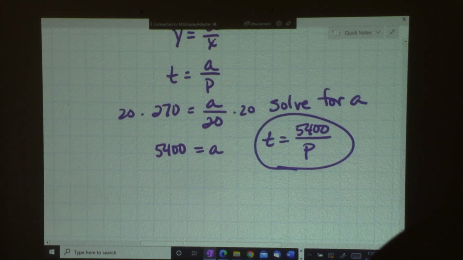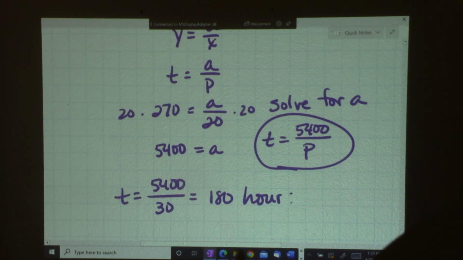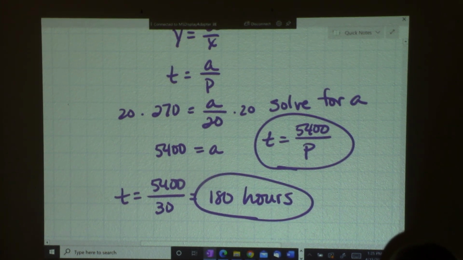And now I'm going to put 30 people in. How much time is that? So I have 5,400 over 30, and that reduces to 180 hours. That's what it would be.